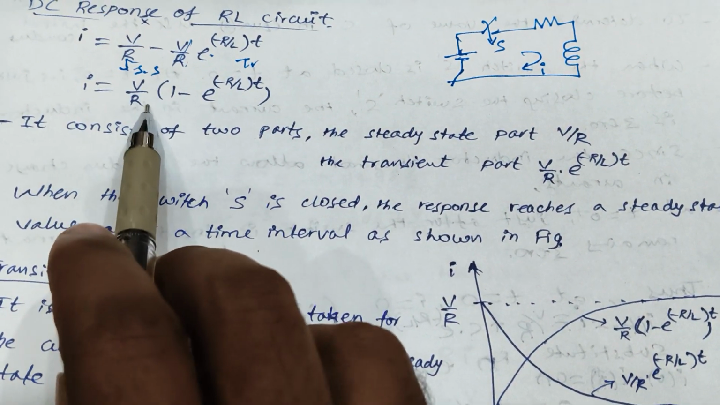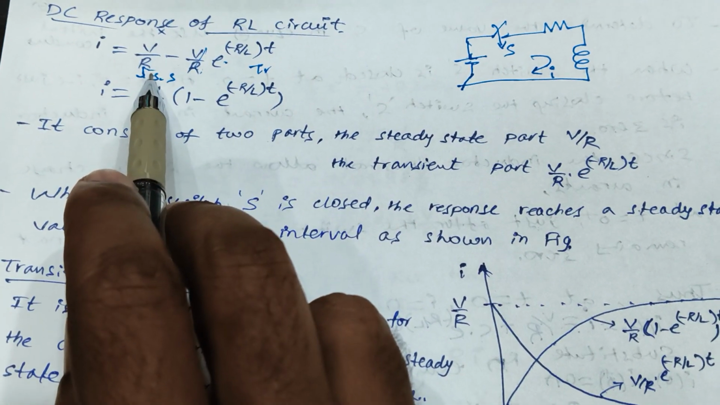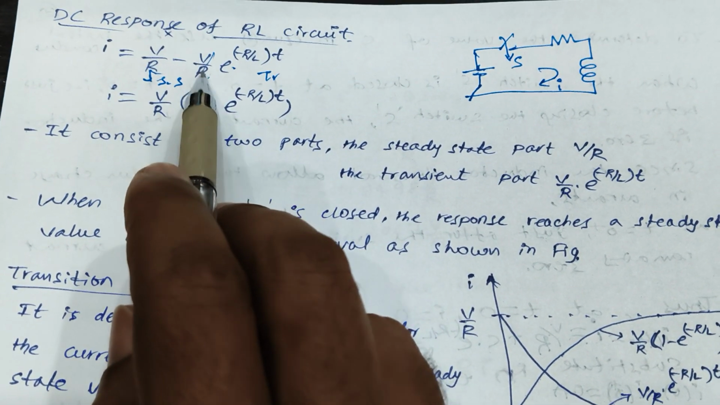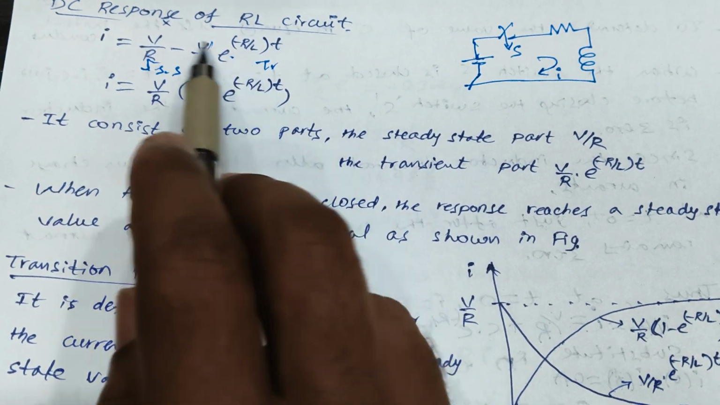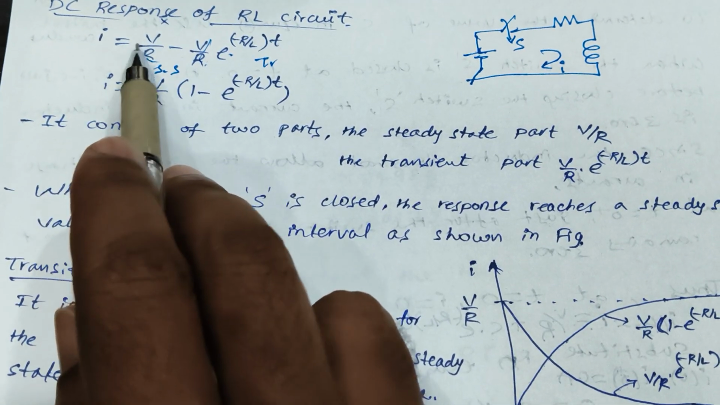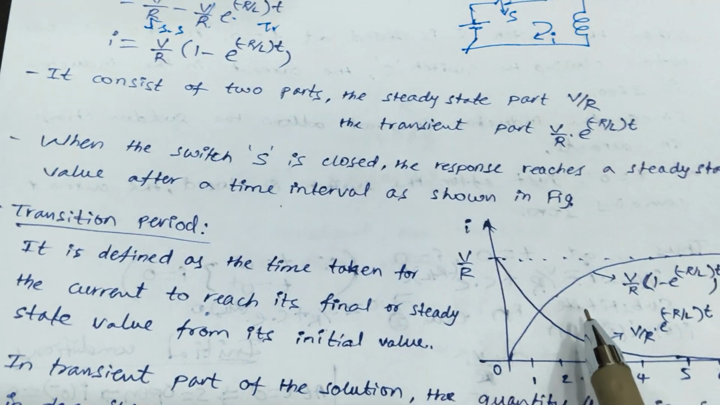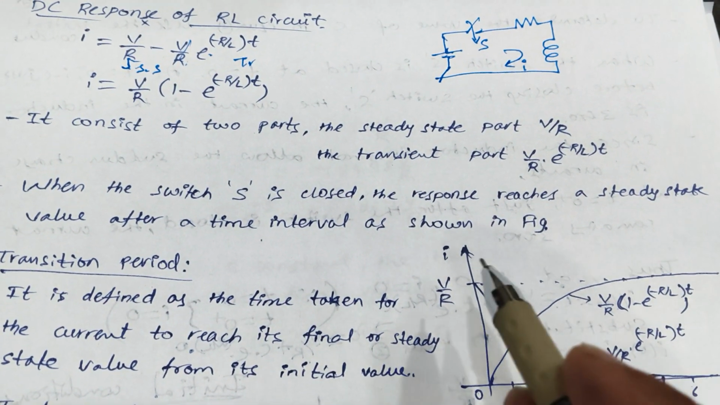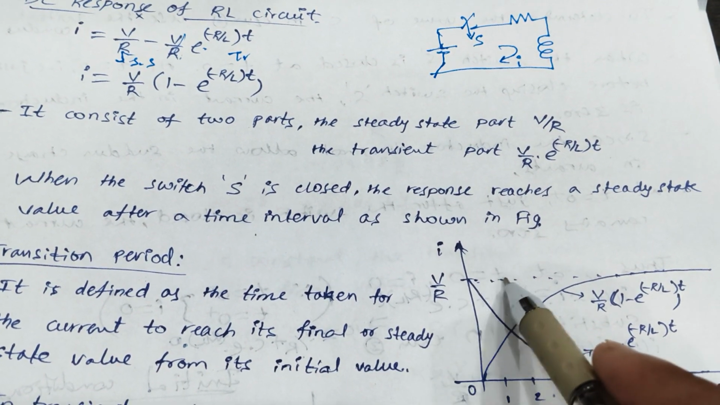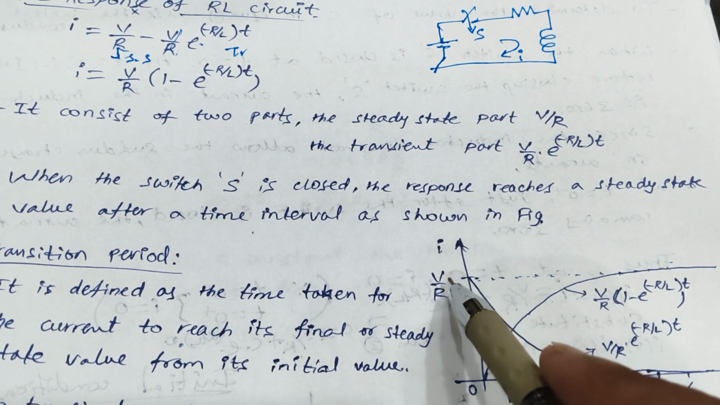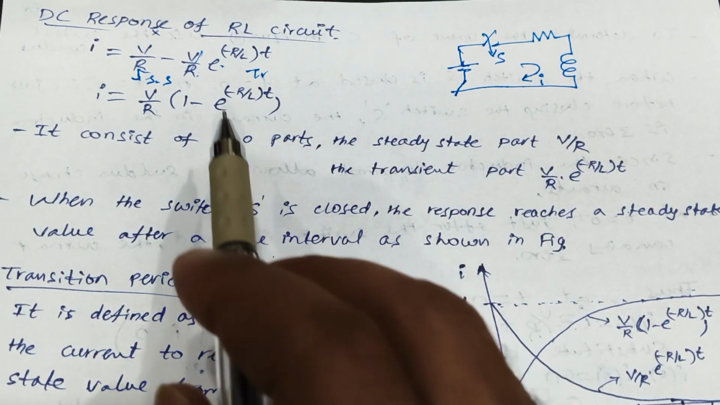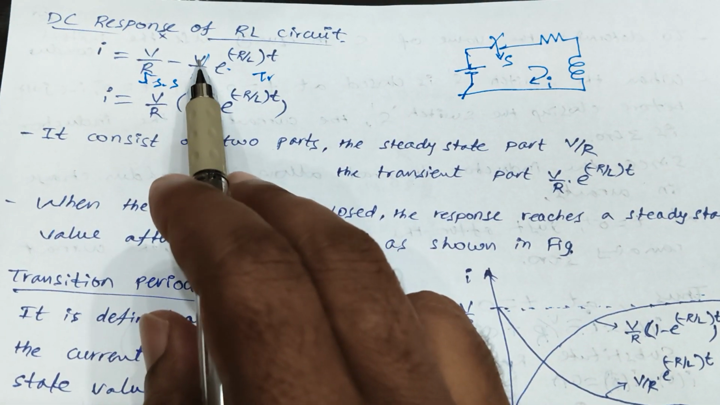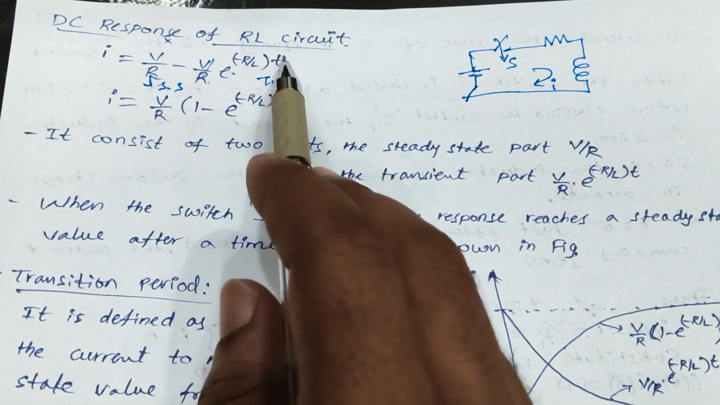So based on this equation, the steady state part is V by R, right? The transient part is V by R into e power minus R by L into t, and the total current is i. These three waveforms will be drawn in this figure. V by R is constant, so this dotted line shows the V by R line, and the transient part is V by R into e power minus R by L into t.